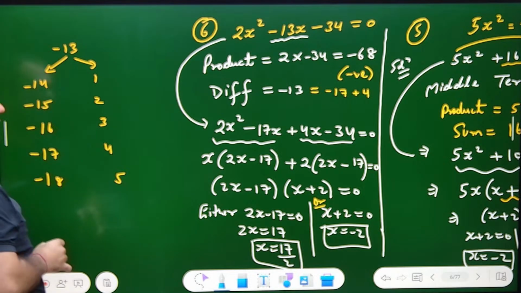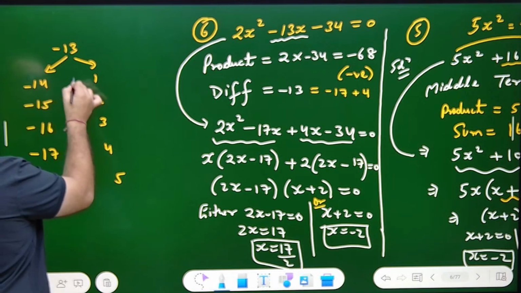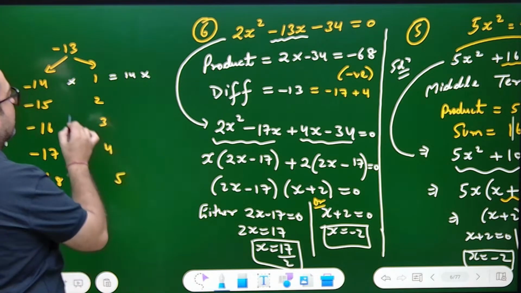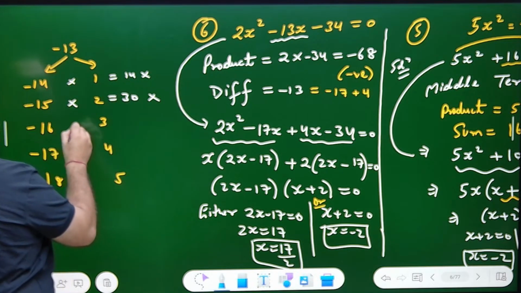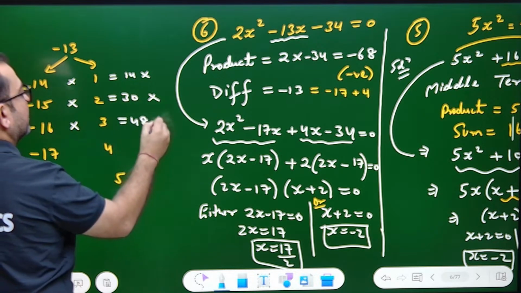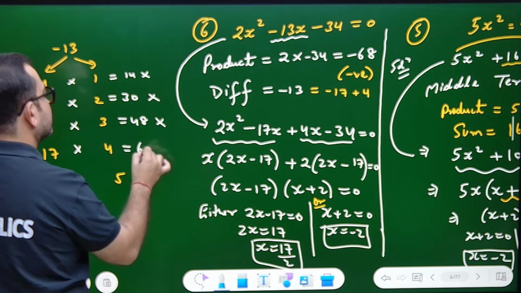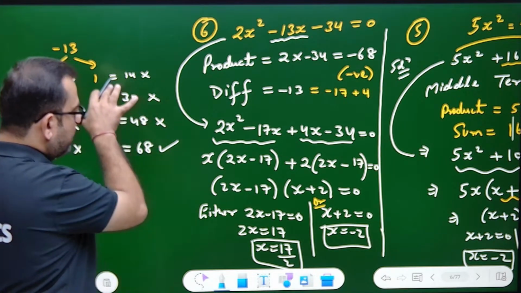The bigger one will be minus. If it is plus 13, I will write plus this and minus this. Now 14 into 1 is 14, but my product is 68. 15 into 2 is 30, but my product is 68. 16 into 3 is 48, I'll reject because my product is 68. 17 into 4 is 68. My product is 68, so I'll accept this and stop doing further.